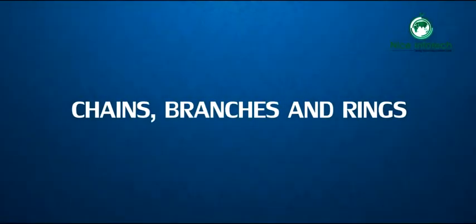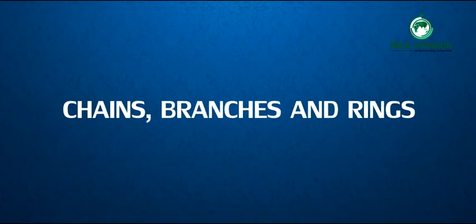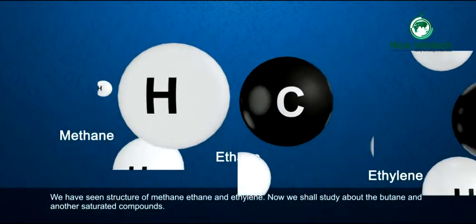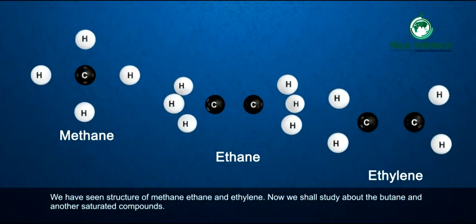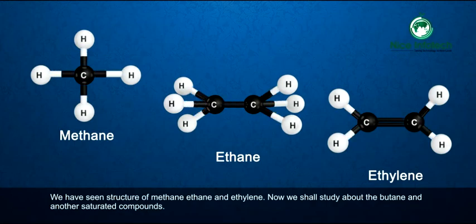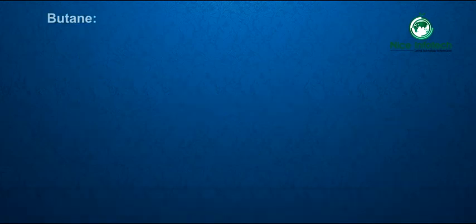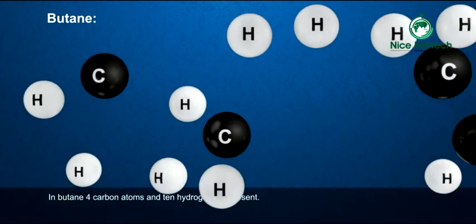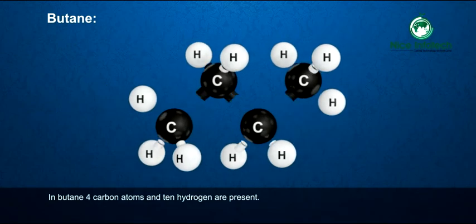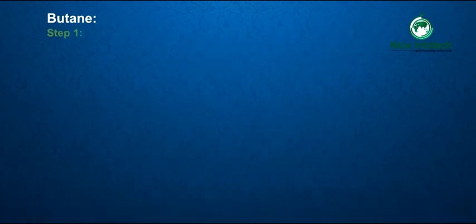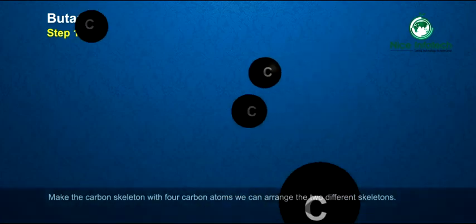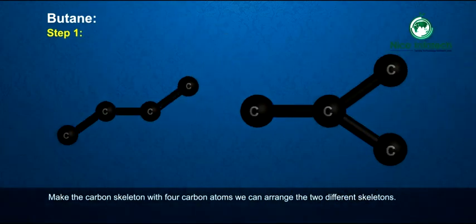Chains, branches and rings. We have seen the structure of methane, ethane and ethene. Now we shall study butane and other saturated compounds. Butane. In butane, 4 carbon atoms and 10 hydrogen atoms are present. Step 1. Make the carbon skeleton with 4 carbon atoms.